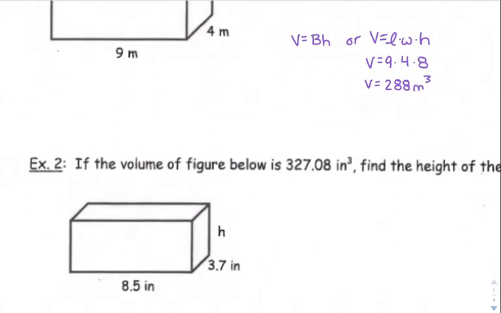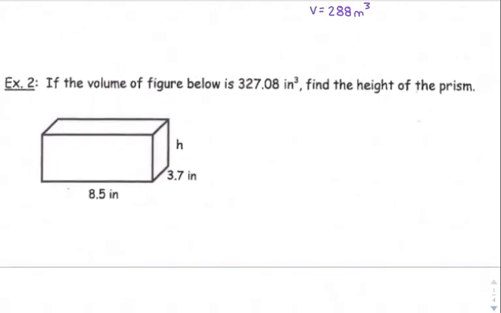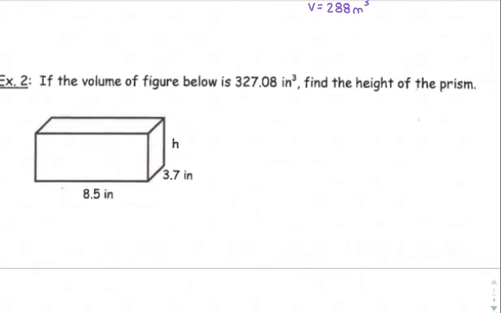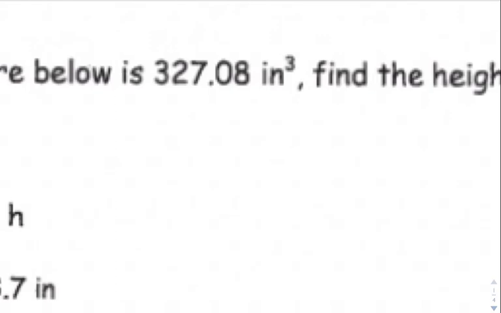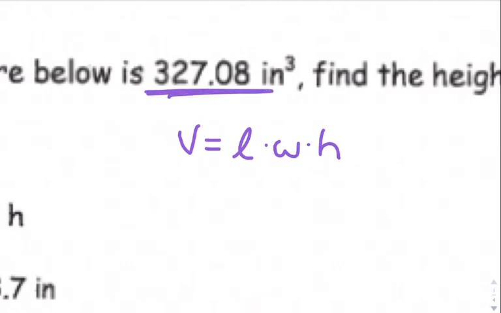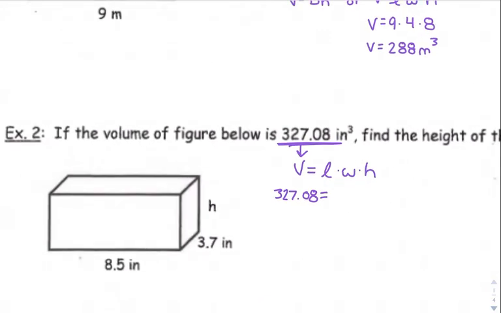Let's try another one. It says if the volume of the figure below is 327.09 inches cubed, find the height of the prism. Since this is a rectangular prism, your formula is V equals L times W times H. This time it gives you the volume, so that's going to go in for V. So it's going to be 327.09 equals, now we have to look at our rectangular prism.